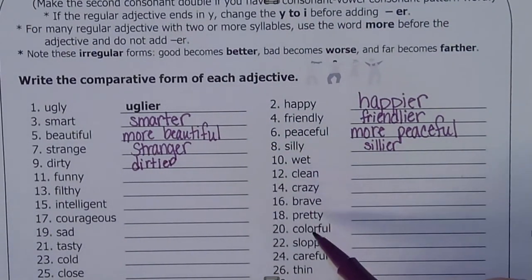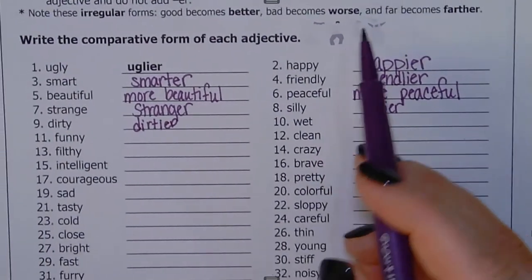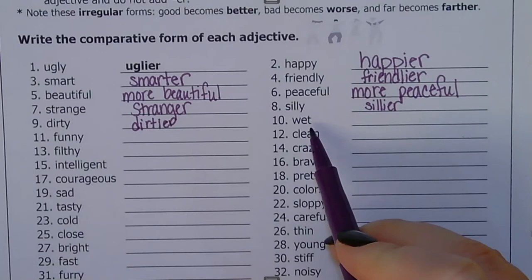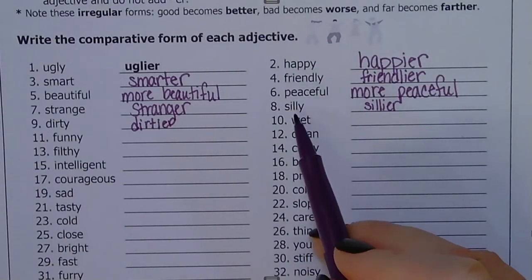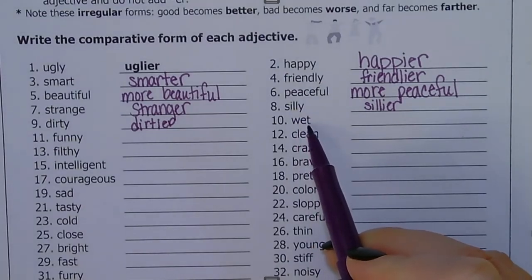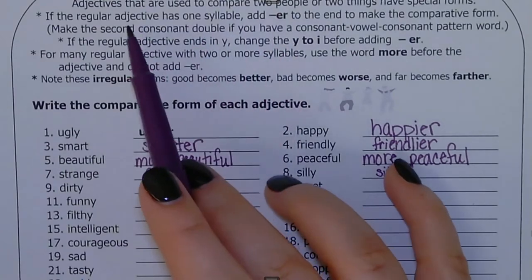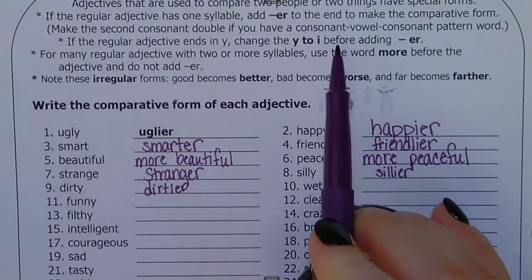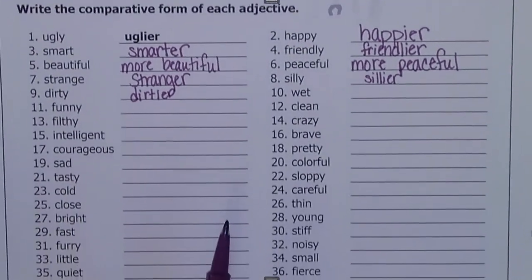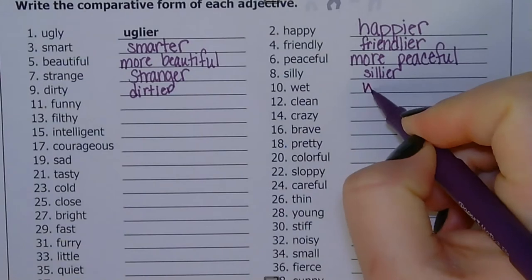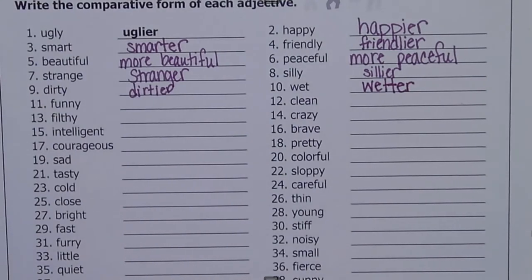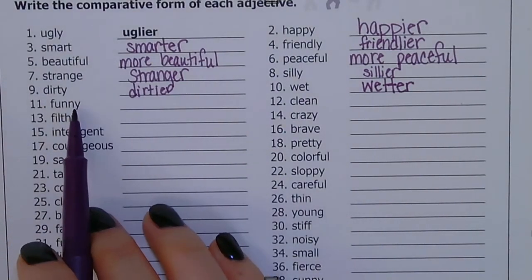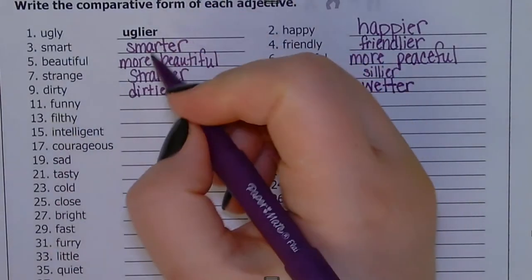Number 10, wet. He got wetter than I did outside. Now here's the thing, wet ends in a consonant, vowel, consonant. When I go back up here, I know to make the second consonant a double if I have a consonant, vowel, consonant. So in order to write wetter, I need to double my last consonant, which is a T, and add ER. Funny. Your dad is funnier than my dad.